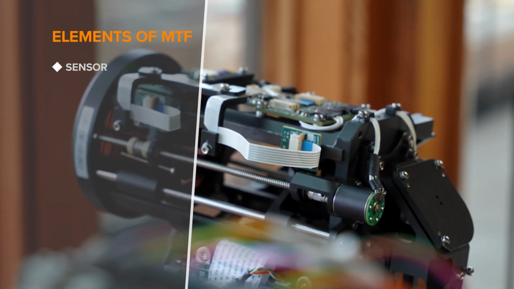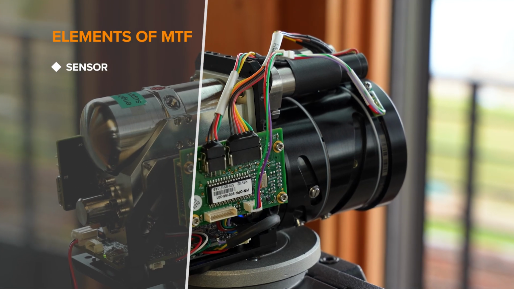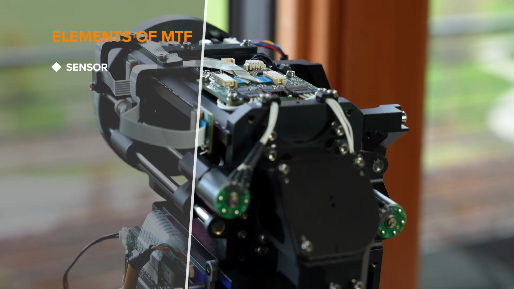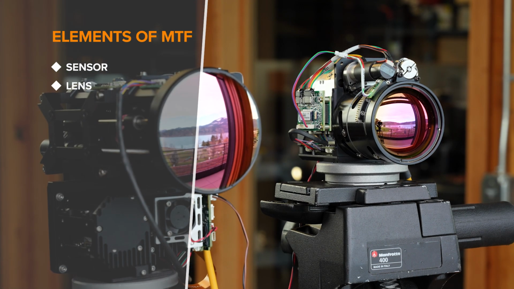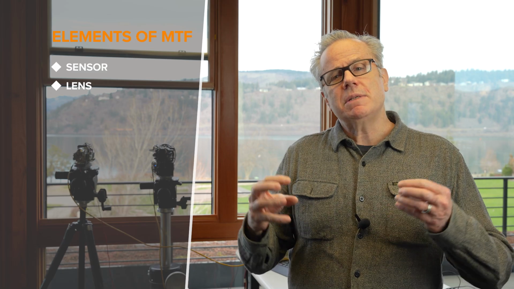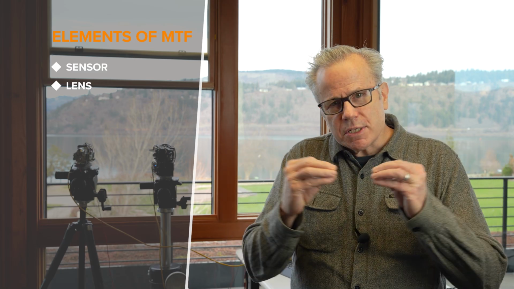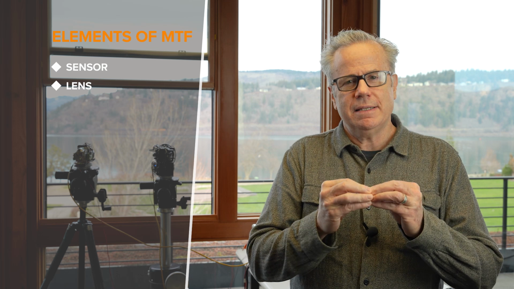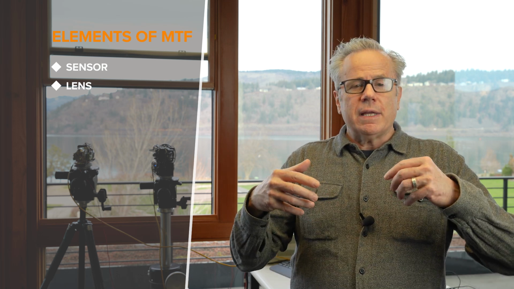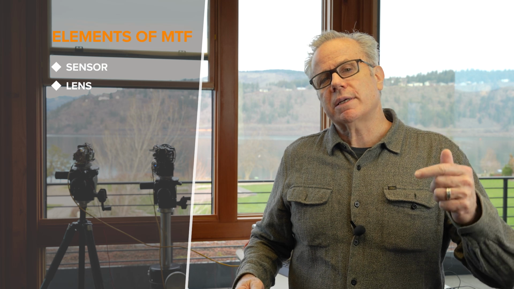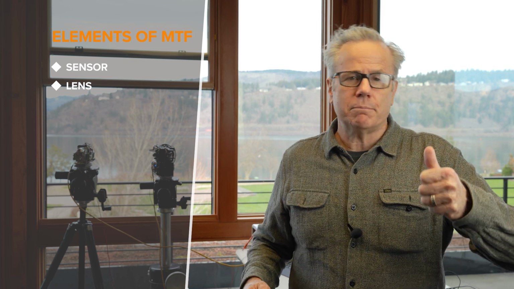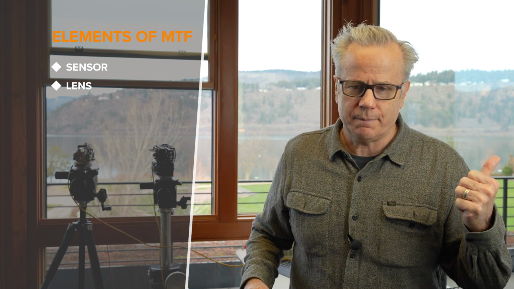You have sensor MTF, how well the actual sensor can resolve light that hits it. You have lens MTF, the quality of your lens. You have system MTF, which is the combination of the sensor and the lens. You have electronics MTF, which is how the electronics process the signal and present it to the user.